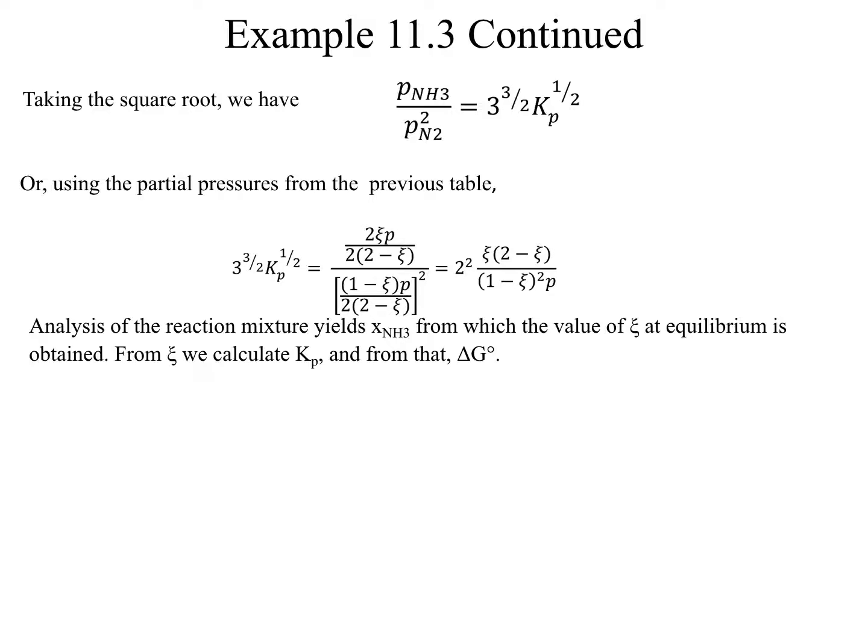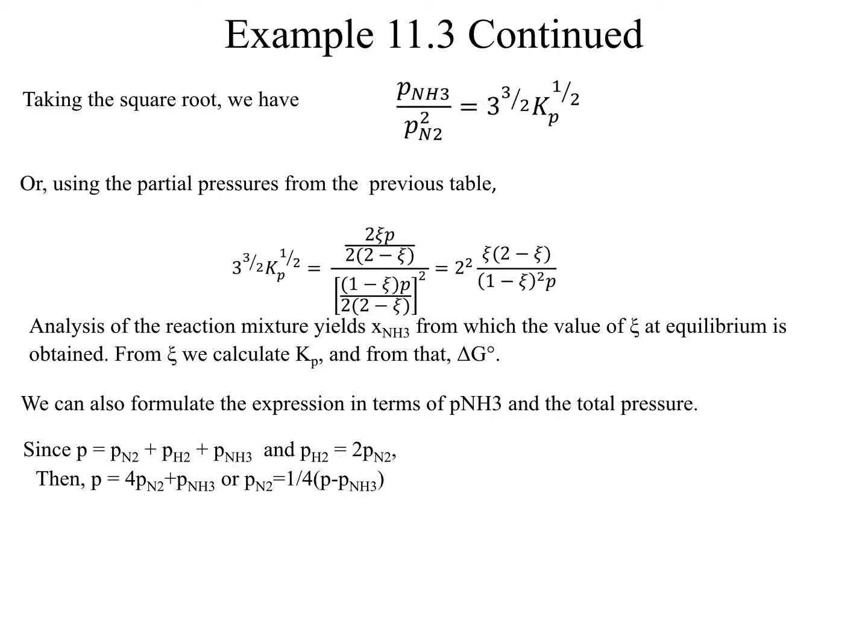Now if we analyze the reaction mixture carefully, we can get the mole fraction of ammonia from which the value of xi at equilibrium is obtained. From xi we can calculate Kp, and from Kp we can calculate delta G0. We can also formulate the expression in terms of pressure of ammonia as well as the total pressure.